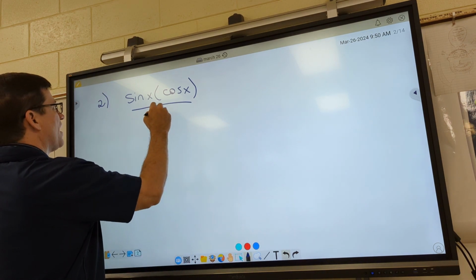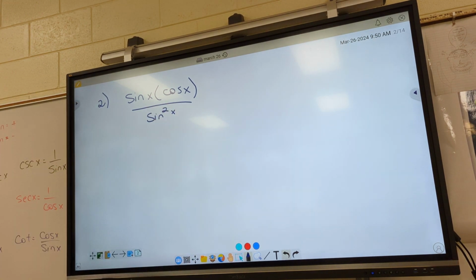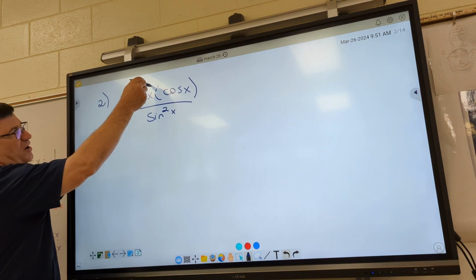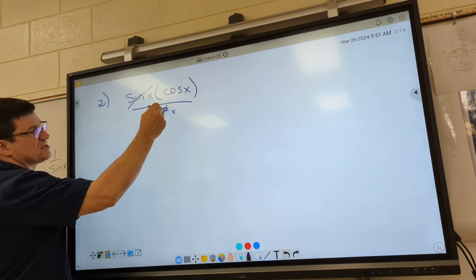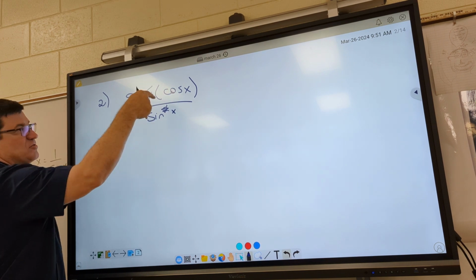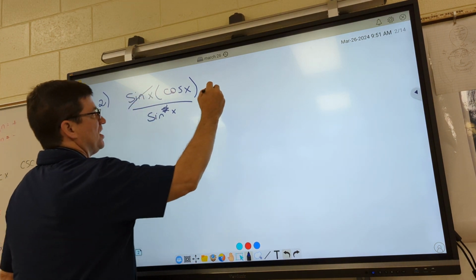All right, so if the bottom changes to sine squared, now see what you can cross out, see what your answer is. Mark out one sine on top, one sine on the bottom. There you go. All right, so correct. You can mark out one sine on the top and one sine on the bottom. So look, you're left with cosine over sine, which changes to cotangent.